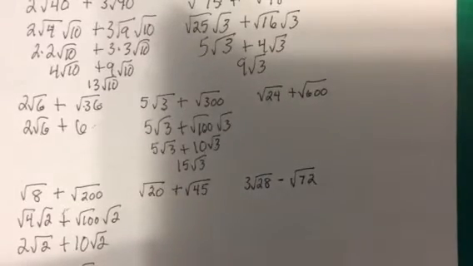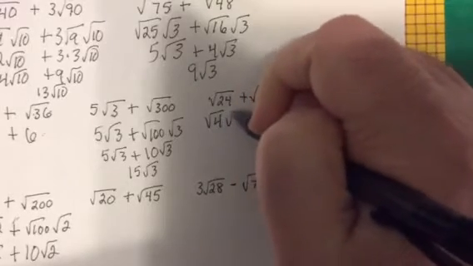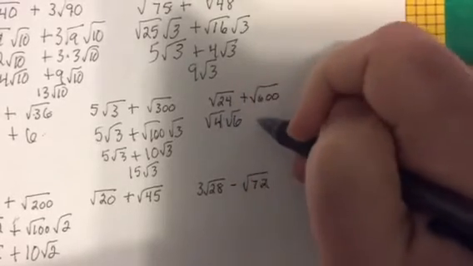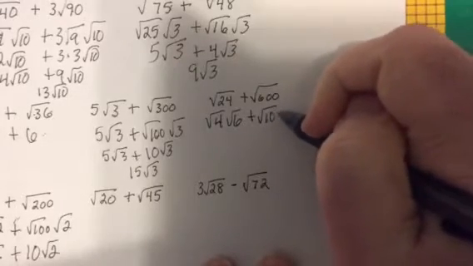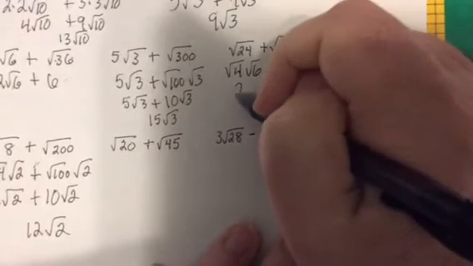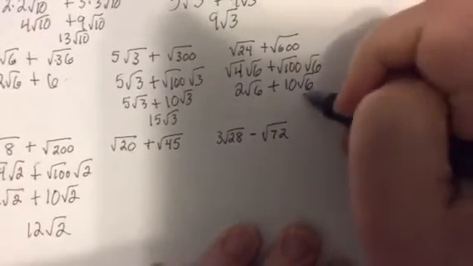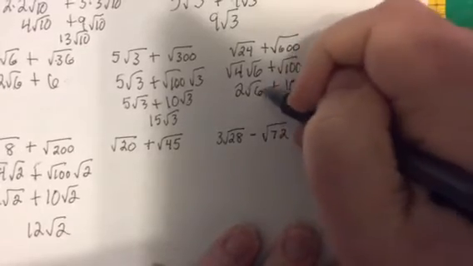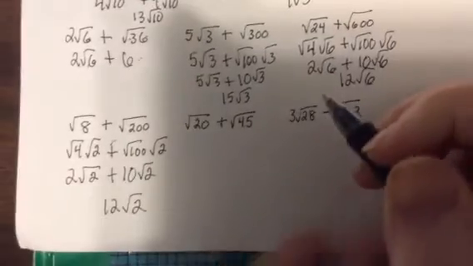This one, 24 is 4 and 6. 4 is a perfect square. 600 is 100 times 6. So it'd be 2 square root of 6 plus 10 square root of 6. Same square root, same radicand, so it's 12 square root of 6.